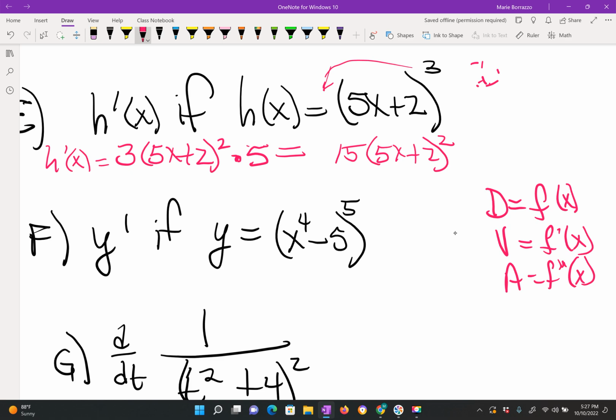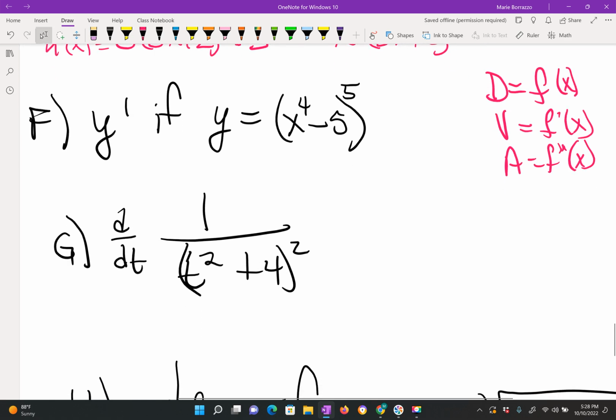So I get 5 because this is the derivative of that part of the equation. If I take 5x plus 2 and I differentiate it, I get 5. Okay, the second one is not any different from this. So tell me, what do you think my first step is going to be?